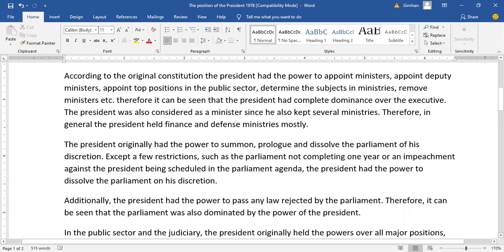According to the original constitution, the president had the power to appoint ministers, appoint deputy ministers, appoint top positions in the public sector, determine subjects in ministries, remove ministers, etc. Therefore, it can be seen that the president had complete dominance over the executive. The president was also considered a minister since he also kept several ministries. Therefore, in general, the president held the finance and defense ministries mostly.